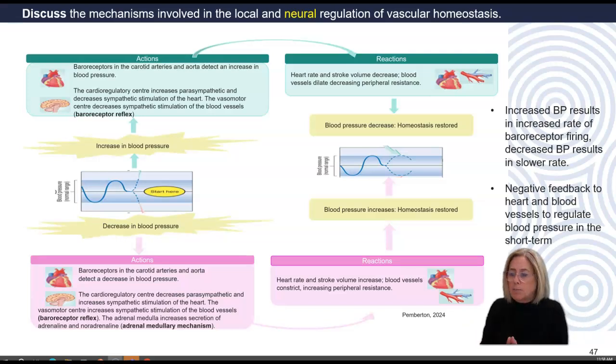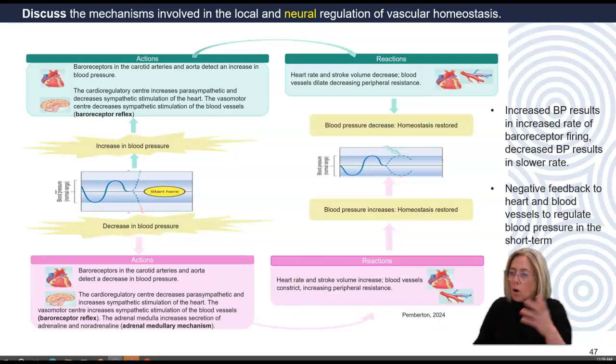Again, the baroreceptor reflex. But we also have to add in here the adrenal medullary mechanism as well, which will increase secretion of adrenaline and noradrenaline. And they mimic the effects of the sympathetic stimulation of the heart and the blood vessels. And that is the adrenal medullary mechanism.